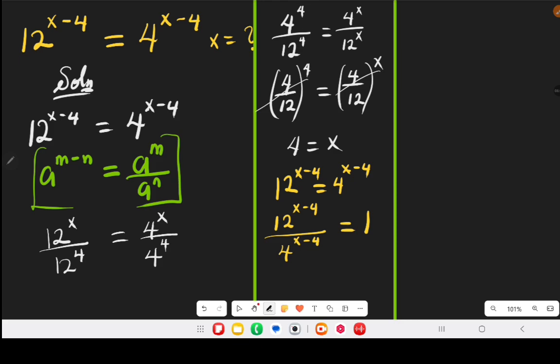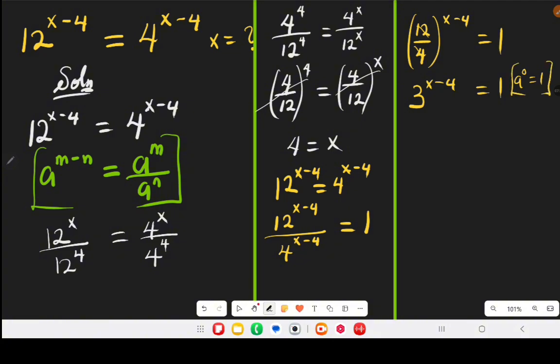We can express the left hand side as 12 over 4, all raised to the power of x minus 4, equal to 1. 4 can cancel 12. We have 3 raised to the power of x minus 4 equal to 1. Now we want to express 1 in base 3. In the law of indices, we have any number raised to the power of 0 is equal to 1.